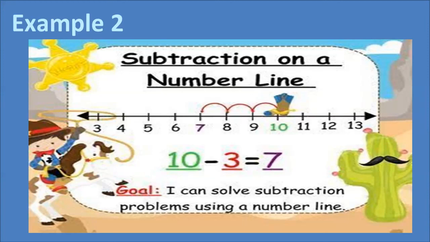Let's count. 1, 2, 3, 4, 5, 6, 7. Very good. So what number comes? Do you know? Yes, tell me. Very good. 7. The answer is 7. Very good. When we subtract 3 from 10, the answer will be 7. Very good. Oh wow, it's so simple.